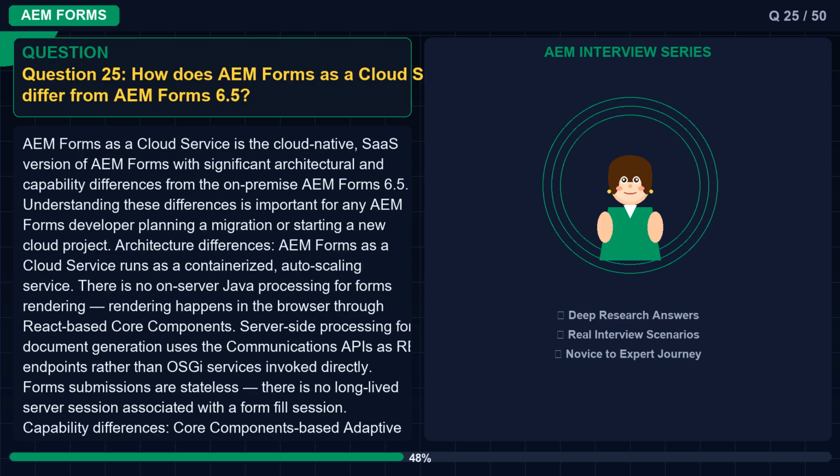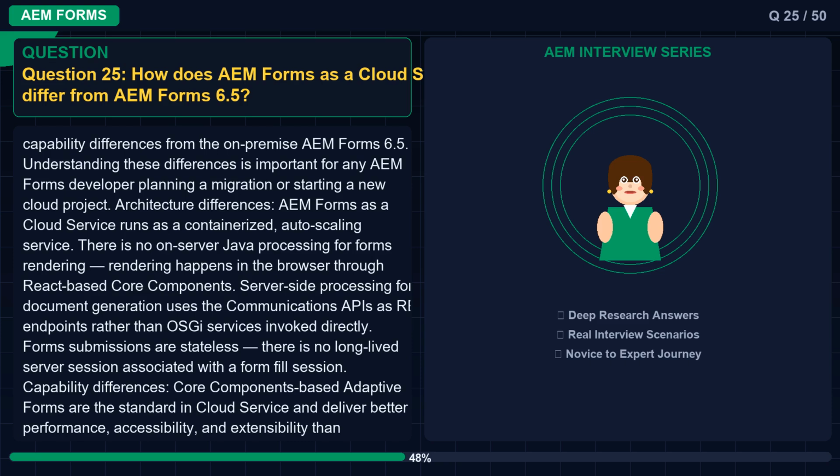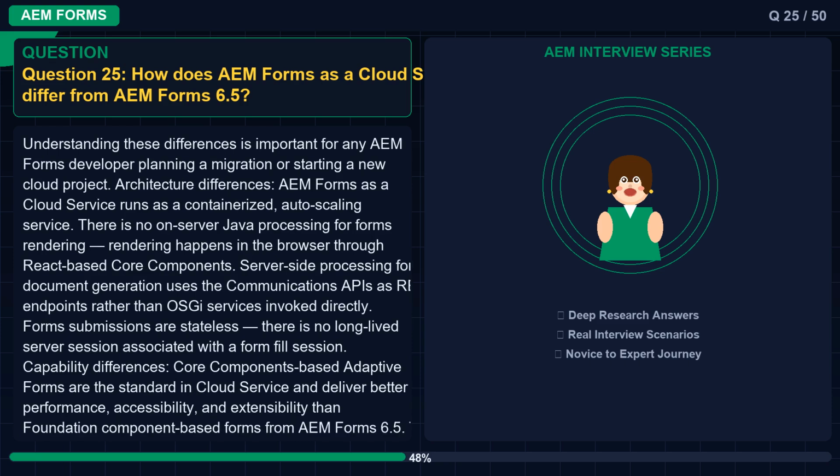Question 25. How does AEM Forms as a cloud service differ from AEM Forms 6.5? AEM Forms as a cloud service is the cloud-native, SaaS version of AEM Forms with significant architectural and capability differences from the on-premise AEM Forms 6.5. Understanding these differences is important for any AEM Forms developer planning a migration or starting a new cloud project.